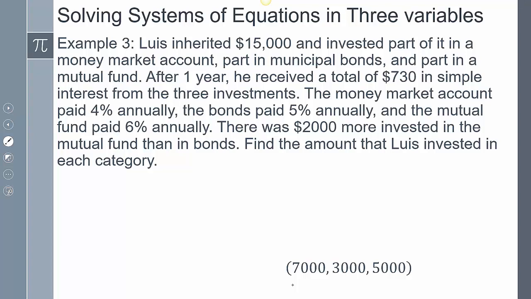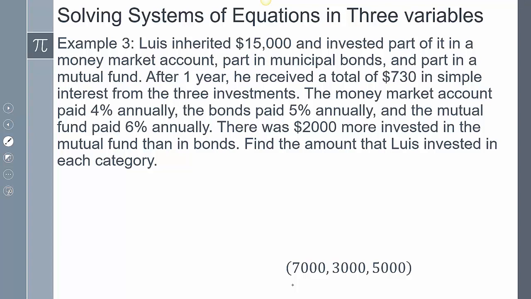After 1 year, he received a total of $730 in simple interest from the 3 investments. The money market account paid 4% annually, the bonds paid 5% annually, and the mutual fund paid 6% annually. There was $2,000 more invested in the mutual fund than in bonds. Find the amount that Luis invested in each category. That's a lot of information in one problem.